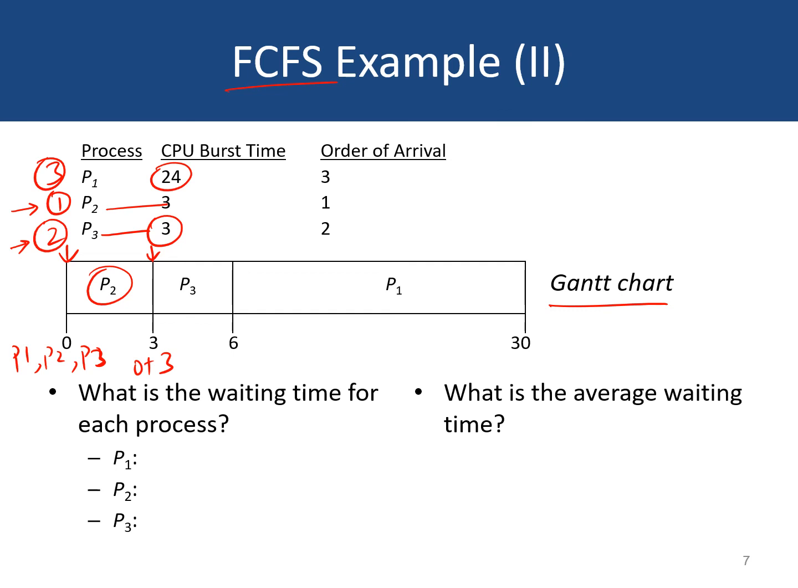So now we will choose process P3 to execute on the CPU because P3 entered the system second. So P3 starts at time 3 and it also requires 3 milliseconds. So it would finish at 3 plus 3, 6 milliseconds. And finally, when P3 finishes here at time 6, the last process P1 would get to go and enter the CPU.